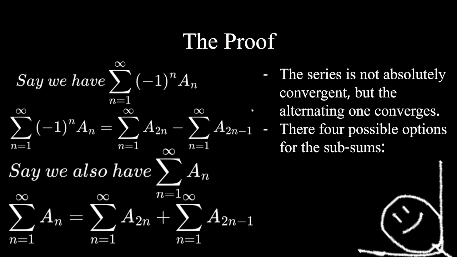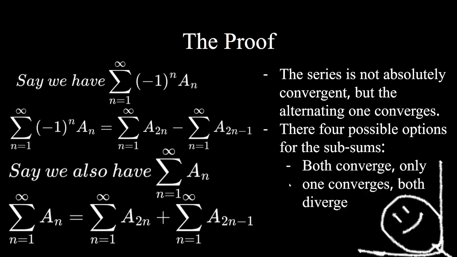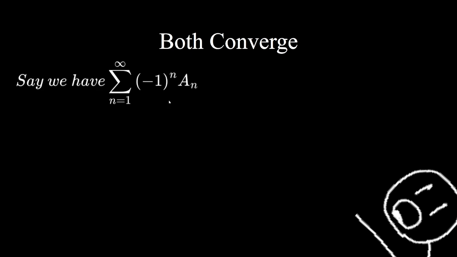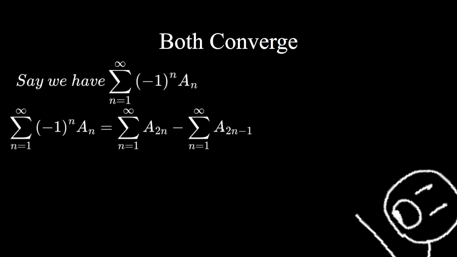That is four because either one could converge in the example where only one converges. So let's run through these options and see if they're possible. Let's try both converge. We have our alternating series, and we can decompose it into the two subseries. If both converge, this would be a finite number minus a finite number equals a finite number. So okay, this one does meet the conditions we need.